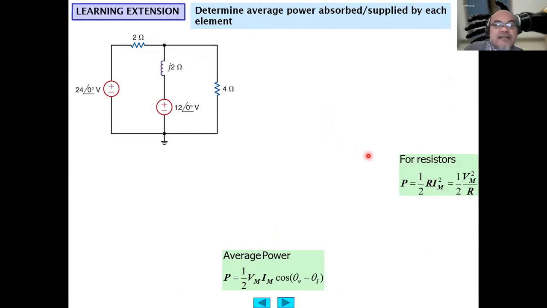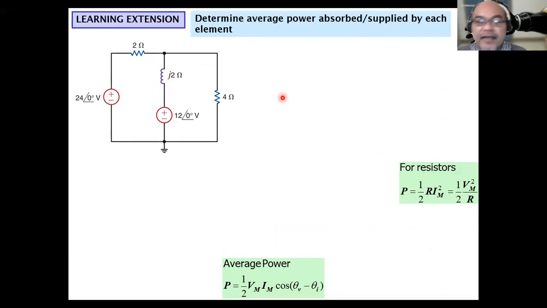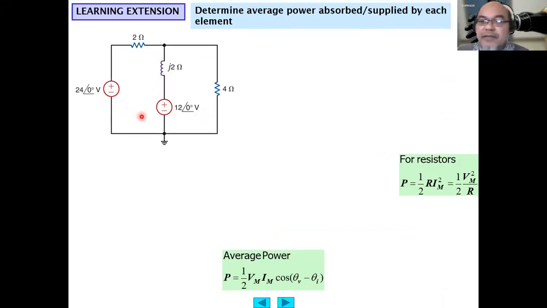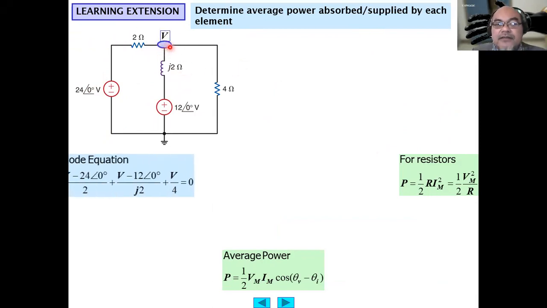Okay, another more complex circuit. Determine the average power absorbed or supplied by each of the elements. So we have two independent sources, the 24 volt voltage source and the 12 volt voltage source. We have two resistors and one inductor. Using node analysis, KCL, Kirchhoff's current law.